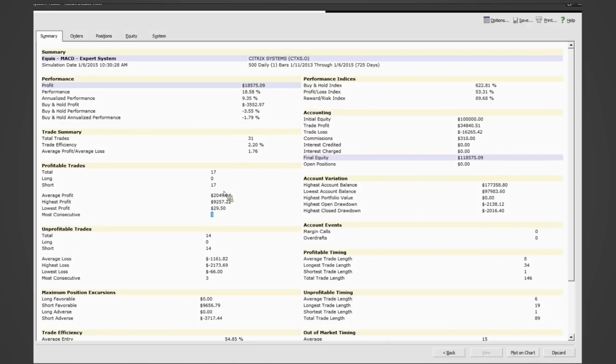Unprofitable trades. So this is where we can kind of compare and contrast against the two. So I had 14 losing trades. Average loss was $1,100. Highest loss was about $2,000.